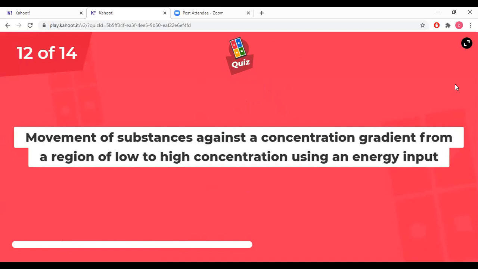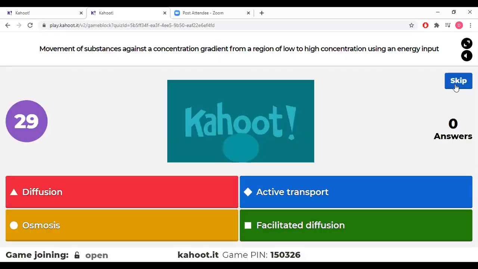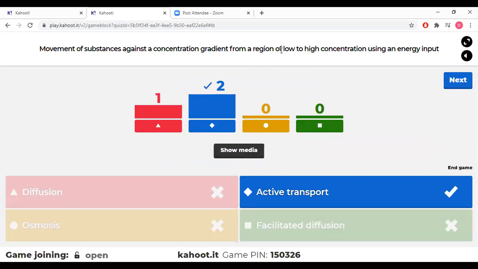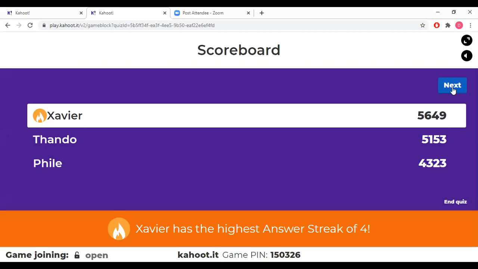Movement of substances against a concentration gradient from a region of low to high concentration using an energy input. So here, you've got a lot of hints. Firstly, it is moving from a region of low to a region of high. All the others we've discussed move from a region of high to a region of low. Great, it's active transport. Then you also have an energy input. Whenever I have an energy input, it's an active process. So it means it's active transport. Whoever said diffusion, why is it not diffusion? Diffusion moves from a region of high concentration to a region of low concentration. But in active transport, the molecules are moving from a region of low concentration to a region of high. So that's the key difference you need to pay attention to.